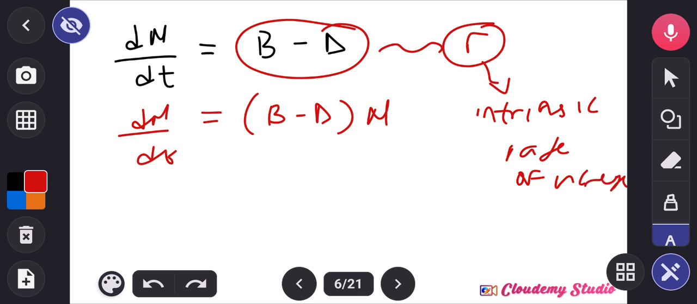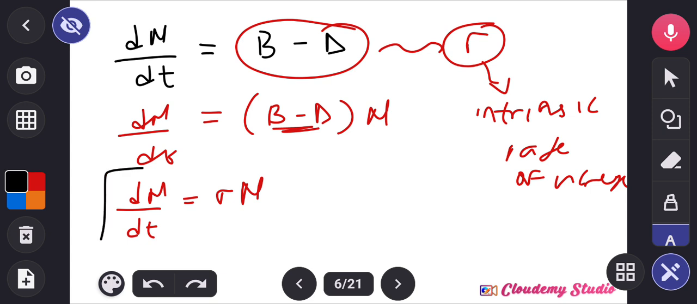Which means anywhere we see b minus d, we can represent it with r. So dN, the differentiation of N with respect to t, equals rN. This is the first formula for the exponential growth model. You understand? We are good with this, right?